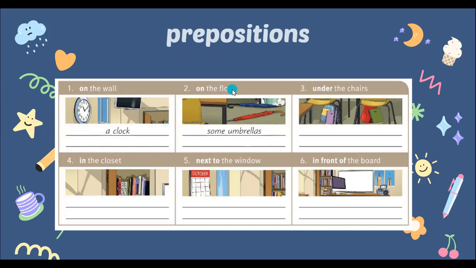On the floor. Okay, on the floor. On the floor, we have some umbrellas. Esta oración ya es muy distinta, ¿ok? La estructura de esta oración es distinta. Entonces, pudiéramos decir, there are some umbrellas on the floor. There are some umbrellas on the floor, ¿ok?